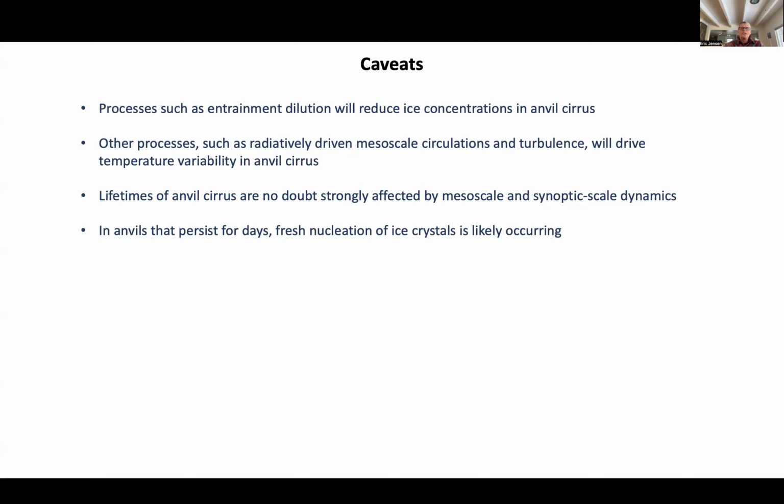And speaking of which, there are other processes such as radiatively driven mesoscale circulations and turbulence, even out in the aging anvils, that can drive temperature variability, which will presumably do the same sort of thing as the waves in terms of reducing ice concentrations. So that again requires cloud resolving modeling. And I think with these, for anvils that persist for many hours, you've really got to have meteorological support, mesoscale and synoptic scale uplift, which I haven't included here. So that's another thing that needs to be examined.